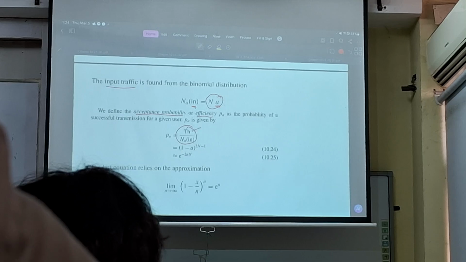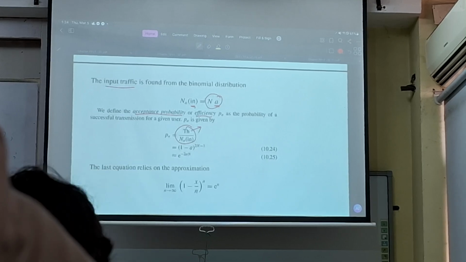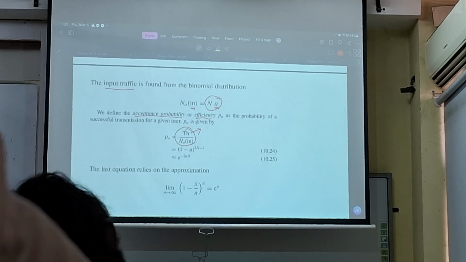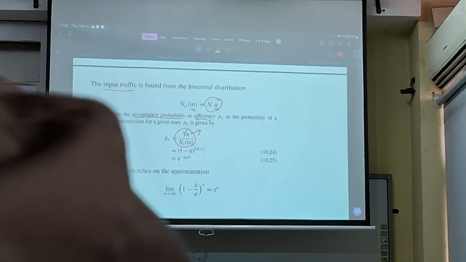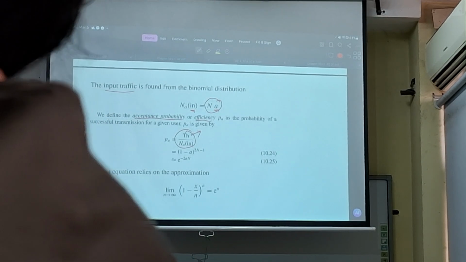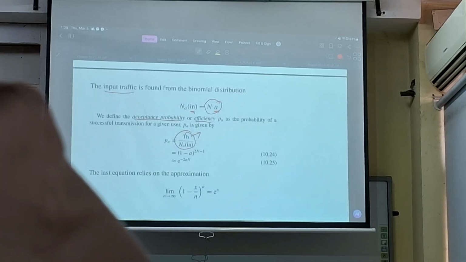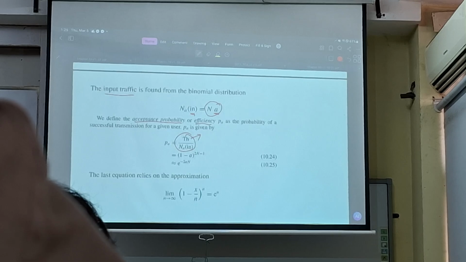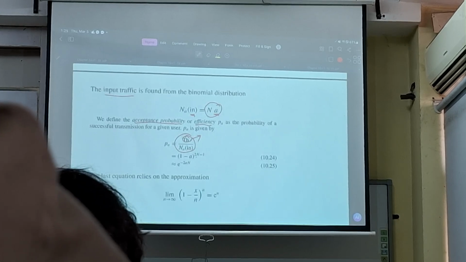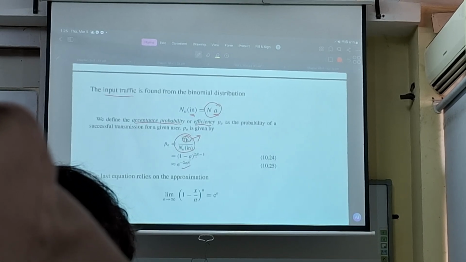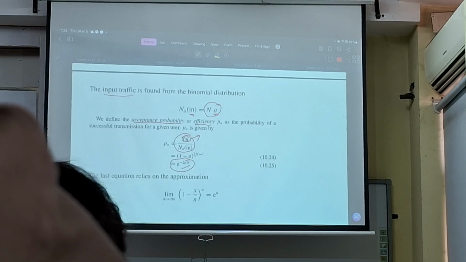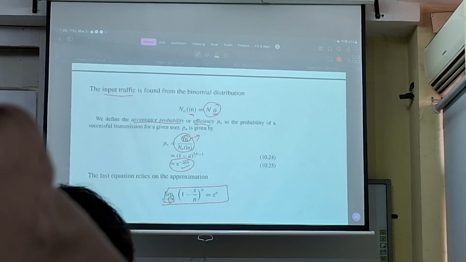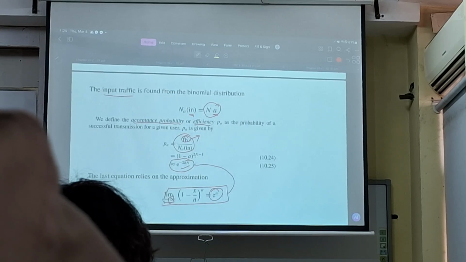What is this? Throughput is the fraction of time the network is used, the fraction of packets that are transmitted successfully, and N sub A is the total number of packets that arrive. So this fraction is giving you the probability of success. Okay? By putting in the value calculated and approximated earlier, you get this equation, where as n tends to infinity, (1 - x/n)^n becomes e to the power of minus x.